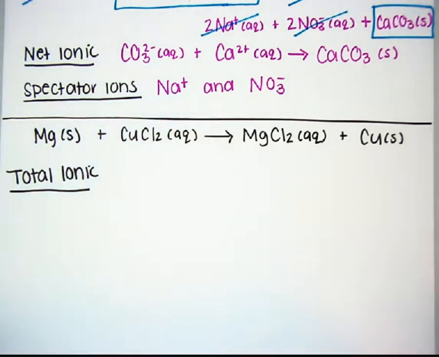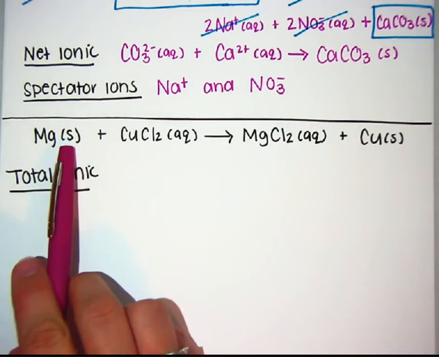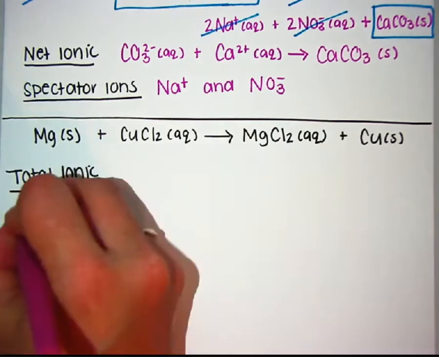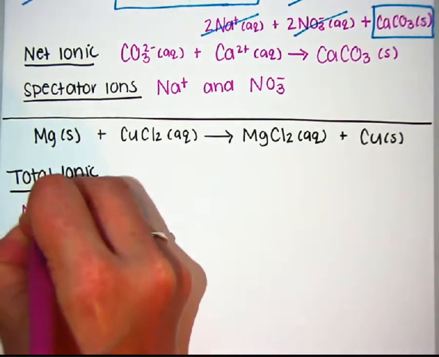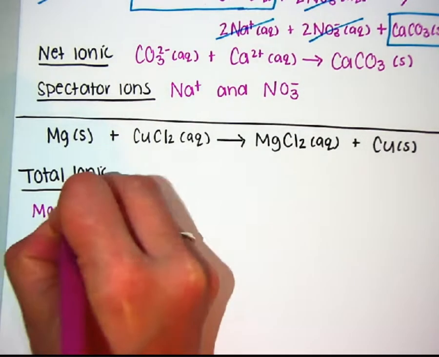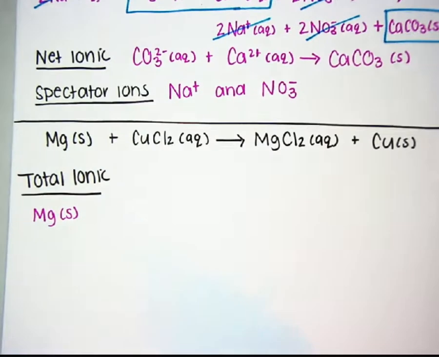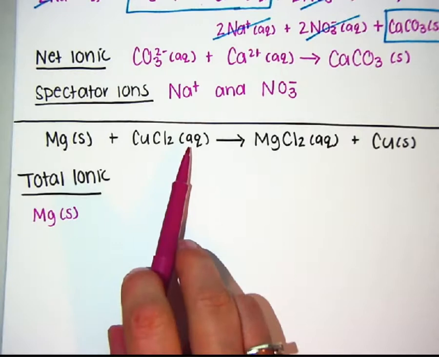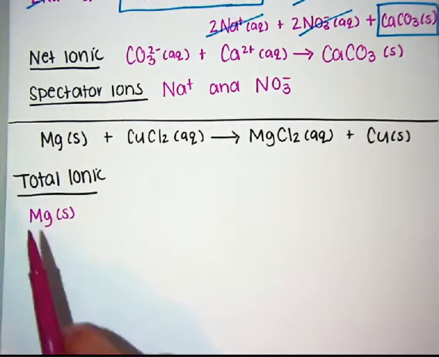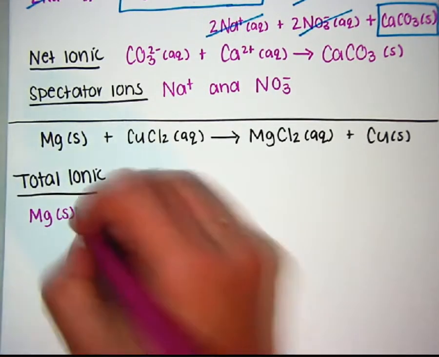One mistake that students sometimes make is putting a charge on solids. Solids have not ionized, so they don't get a charge. The only time we add charges is if it's an aqueous compound. So magnesium as a solid does not get a charge.